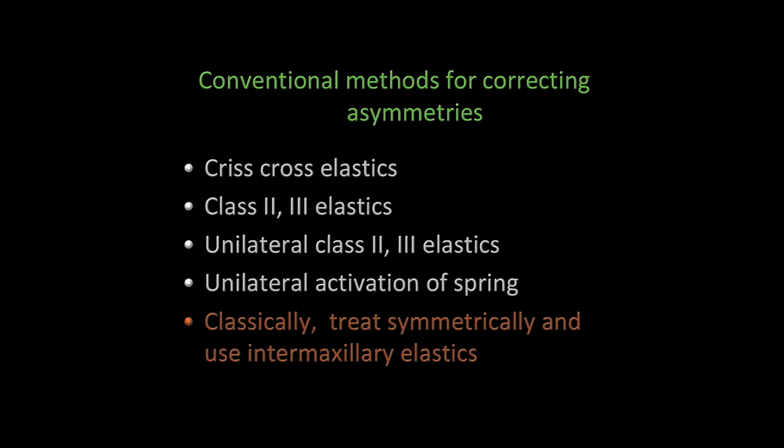Conventional methods of correction of midline involves crisscross elastics, bilateral or unilateral intermaxillary elastics, or unilateral activation of the spring. As we have previously discussed, unilateral activation of the spring is not considered effective. Traditionally, the most common approach involves treating the patient symmetrically and employing the intermaxillary mechanic in the finishing stage. Let's see what can happen when using crisscross elastics for midline correction.